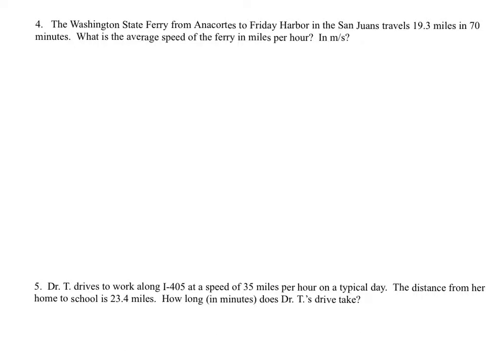All right, as I read through this problem, I'm going to underline any quantities that I see and their units. So the Washington State Ferry from Anacortes to Friday Harbor in the San Juan Islands travels 19.3 miles in 70 minutes. What is the average speed of the ferry in miles per hour and in meters per second? So I'm going to take those quantities that I just underlined, and those are my givens.